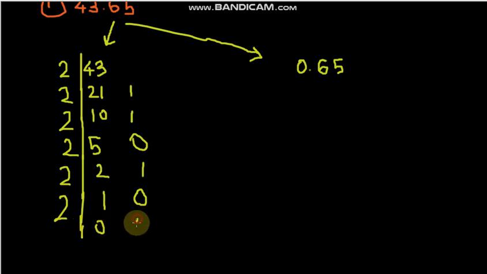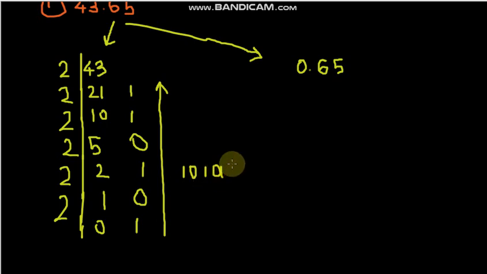Now we have to draw an arrow in the upward direction and jot down the remainders, that is 101011. So this is the binary part of the real number, the left hand side of the binary point. Now for the right hand side, the fraction part 0.65, what we did for the real part, we divided by 2. For the fraction part, we have to multiply this number by 2, that is 0.65 into 2.